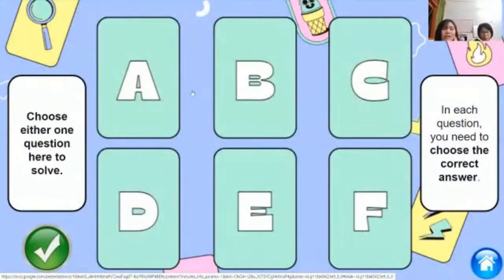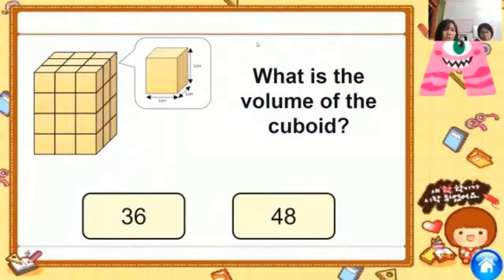So now let's try the first question, which is A. So pupils can click into A and then it will show a question. The question is, what is the volume of the cuboid? From the picture on the left, we can see that it is made of 1 cm side cubes. So now we will find the length, the width, and the height of this cuboid. So we know that it is 3 cm for the length, 3 cm for the width, 4 cm for the height.